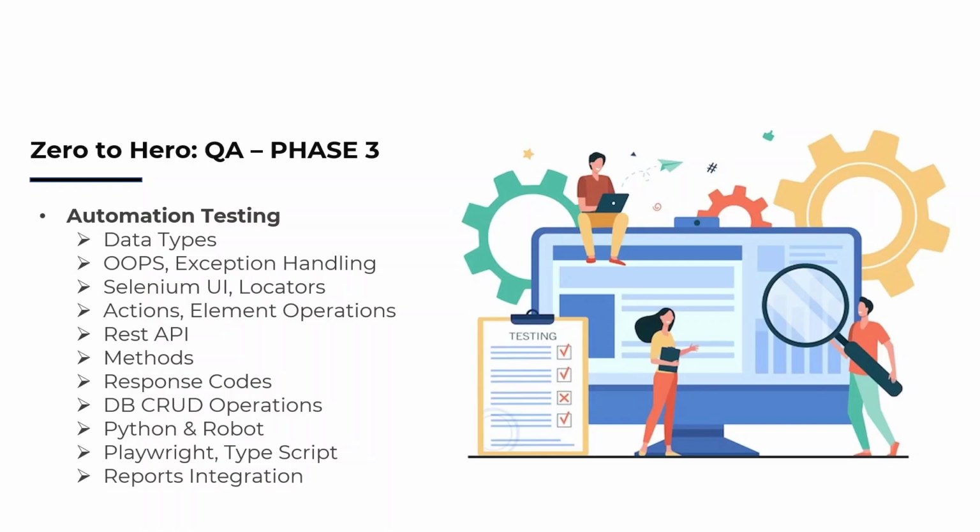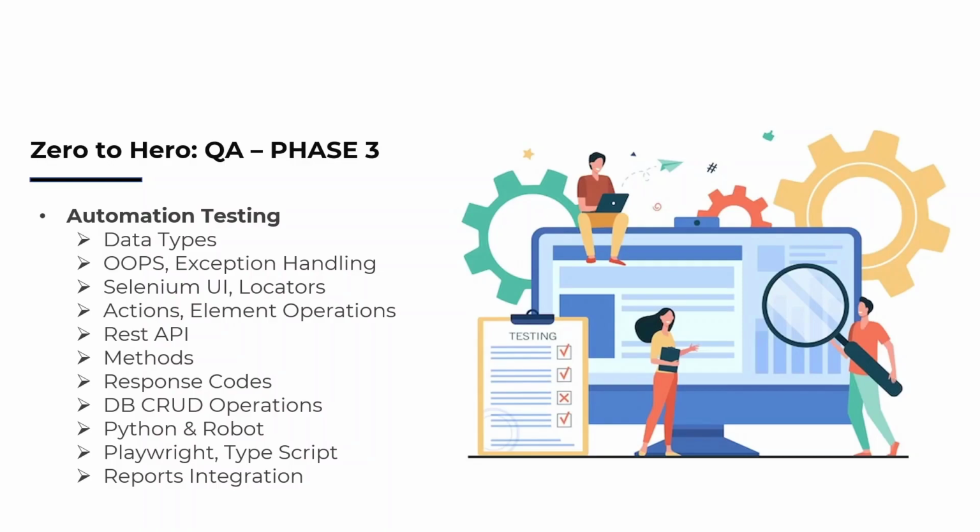Similarly, DB CRUD operations. DB CRUD operations means create, read, update, delete operations on the basic queries, which is useful for your automation. We can discuss here. And similarly, go for Python and Robot. Python and Robot is really keyword data driven level. This is also we can cover as part of our training. Similarly, Playwright and TypeScript also we can cover. So this is also test data driven, and Python and Robot is keyword driven.